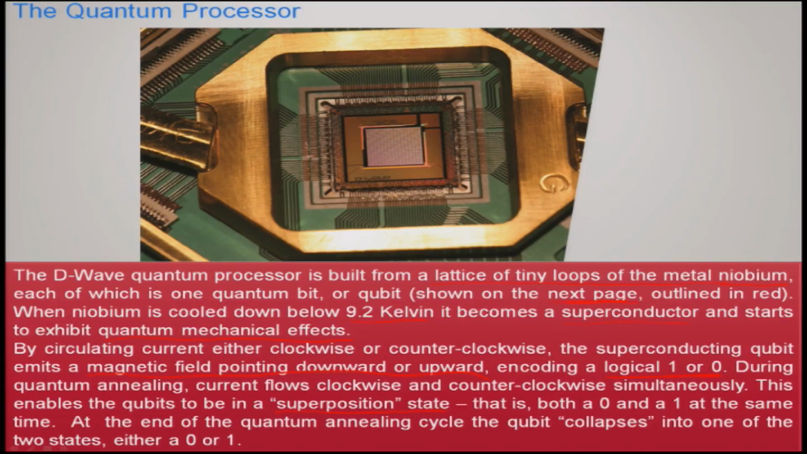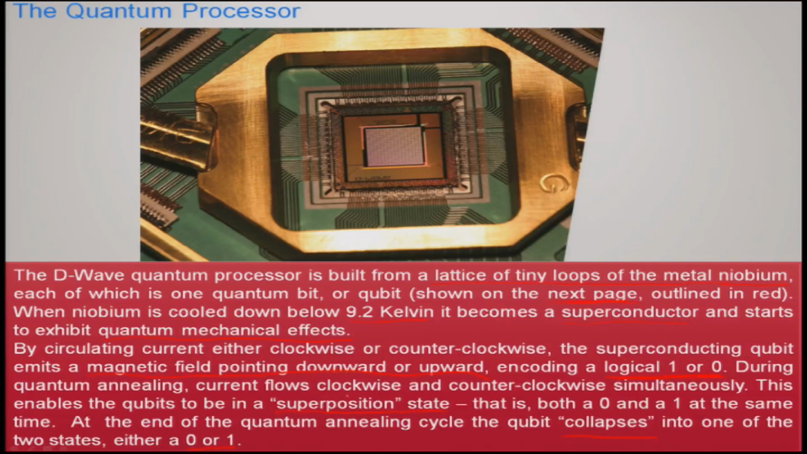At the end of the quantum annealing cycle, the qubit collapses into one of the two states, either 0 or 1. The preparation phase essentially involves applying the circulating current clockwise or counterclockwise to create the superconducting qubit in terms of a magnetic field pointing upward or downward, creating the logical zeros and ones, and that is the part which is your preparation.